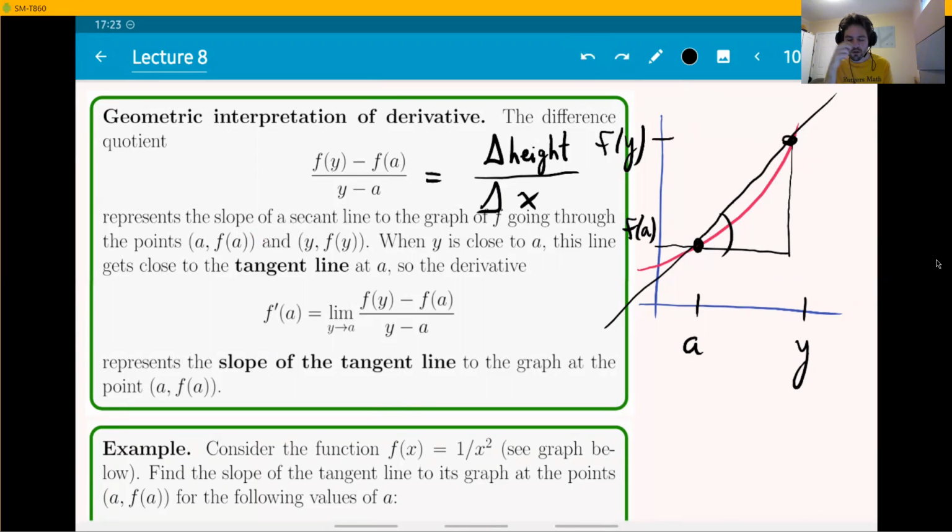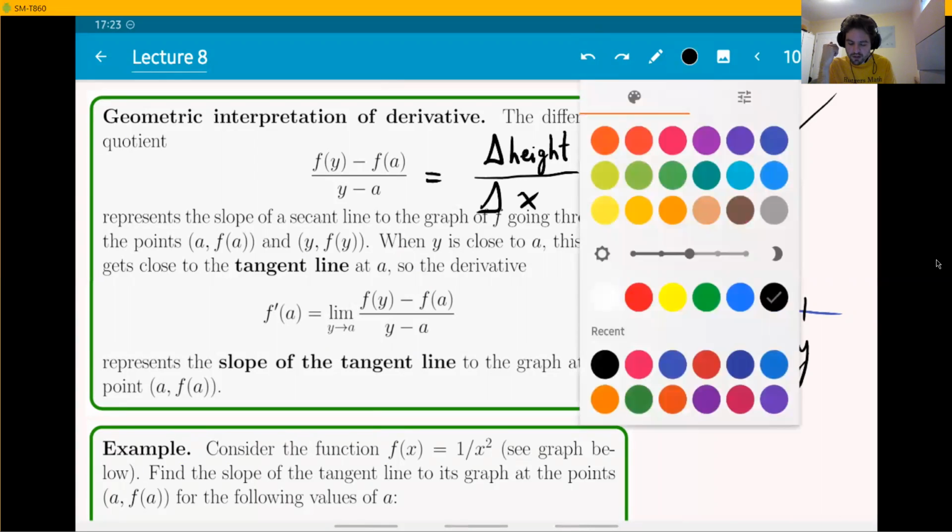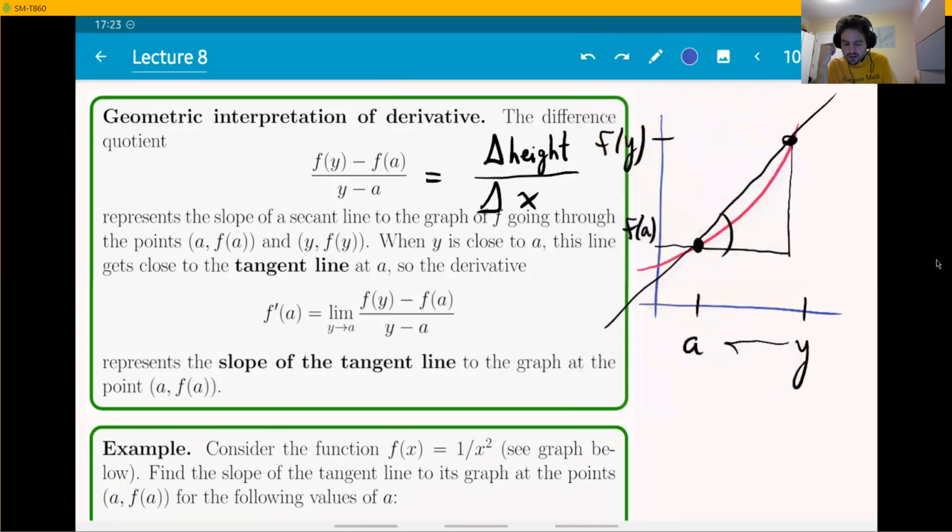That's what the difference quotient represents. Now what's going to happen if you take y closer and closer to a? Imagine this y point here moving closer to a. The secant line is also changing. What kind of line do you think it approaches as it changes? Imagine this point getting closer and closer to a until it approaches the tangent line.